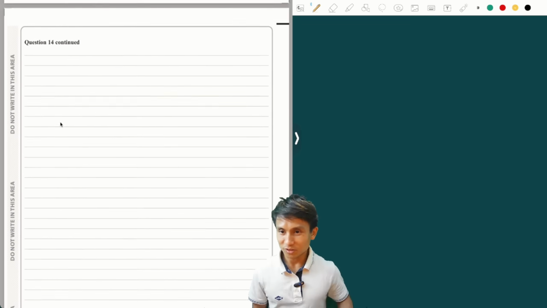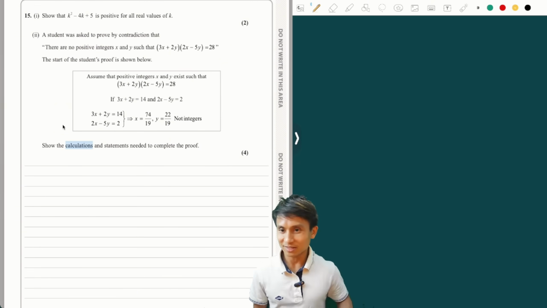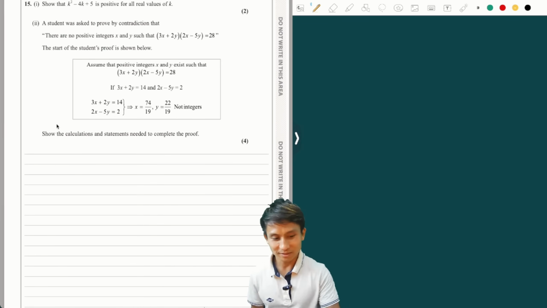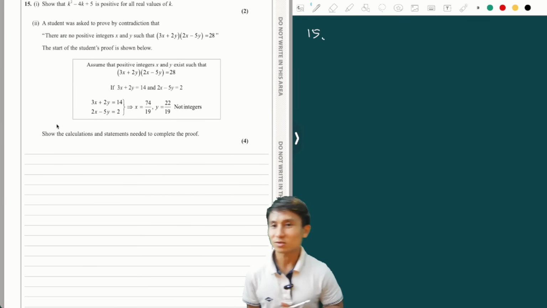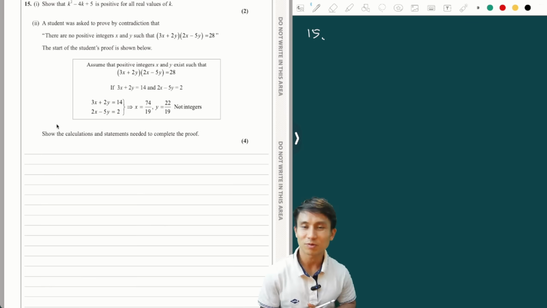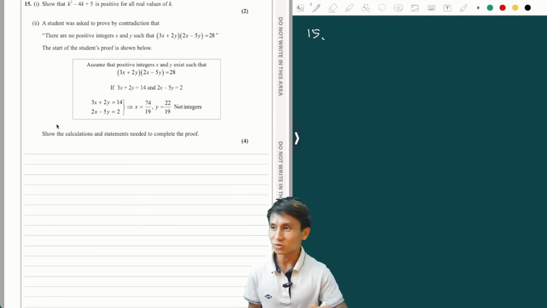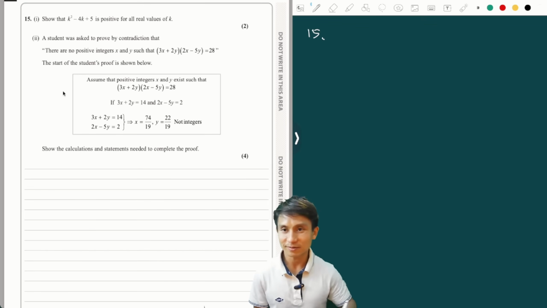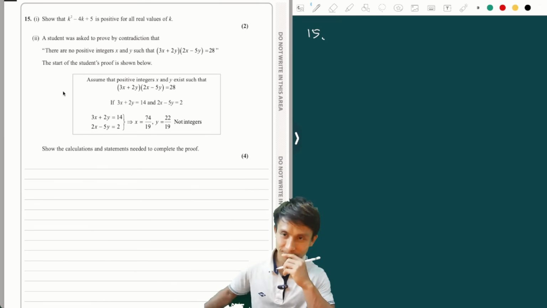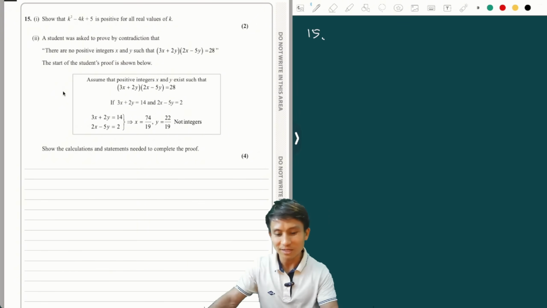Is there any more question actually? Well, yes, actually, there's number 15 here. Okay, so 15, I show that k squared minus 4k plus 5 is positive for all real values of k. Okay, so we're just going to use discriminant here to prove, right? No, not discriminant, I mean complete square.